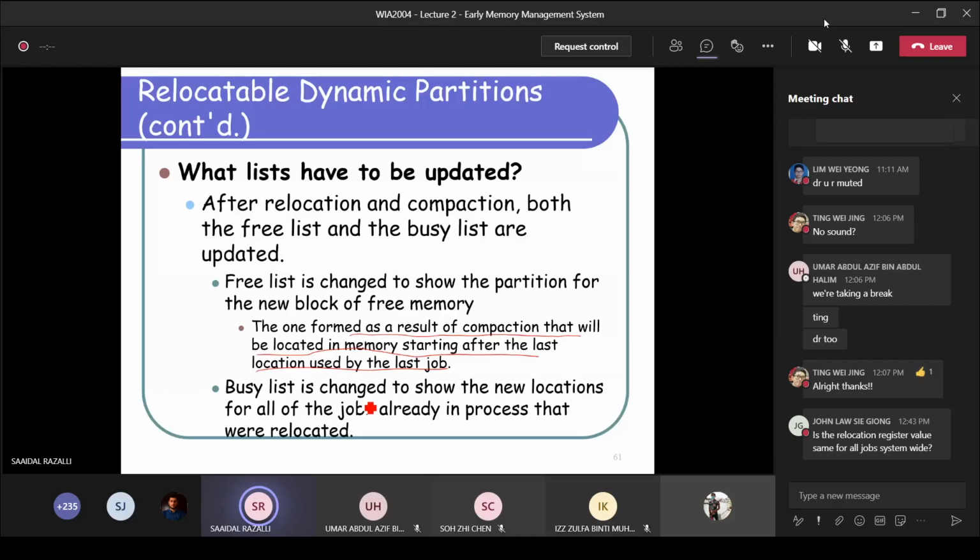The busy list is changed to show the new location for all the jobs already in process that were relocated. So the memory address location is changed. The size has not changed. Only the memory address. So there is a memory address and there is a size.